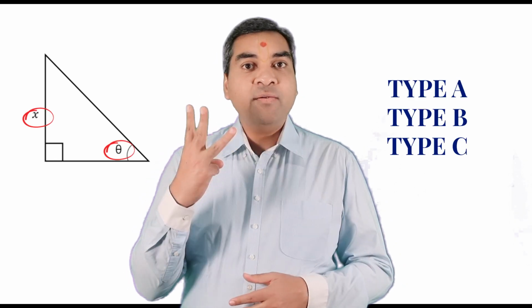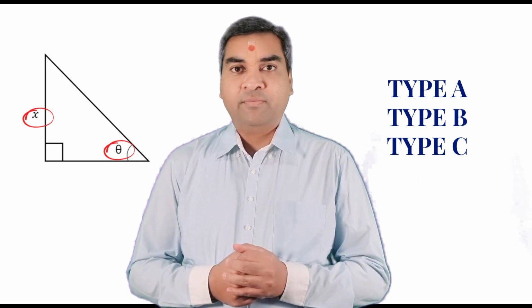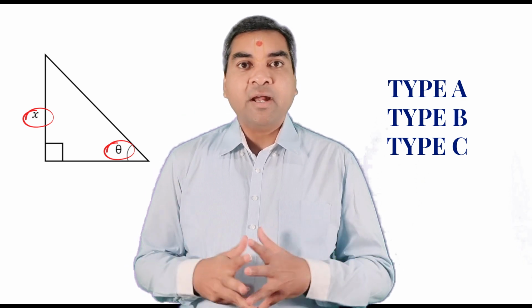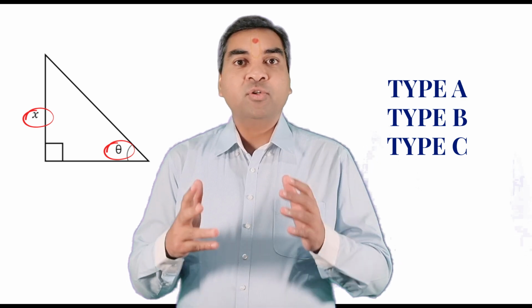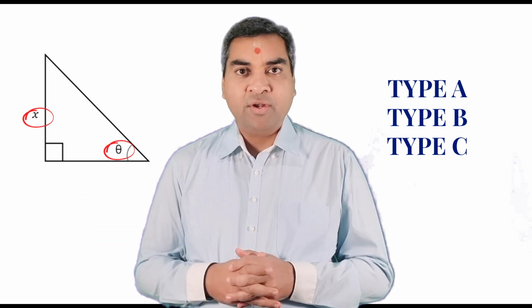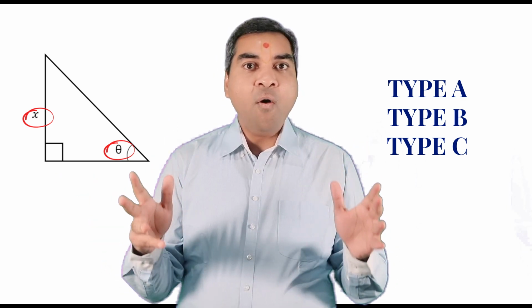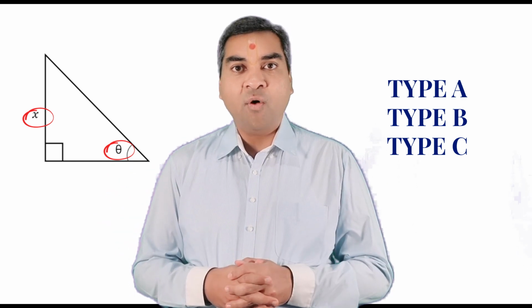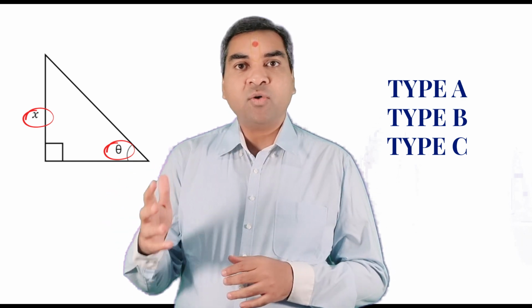Friends, in a right angle triangle, to find a side or an angle, there are three different kinds of equations. If you learn these three kinds of equations well and solve a million questions of different kinds, then all million questions will fall into these three categories only.